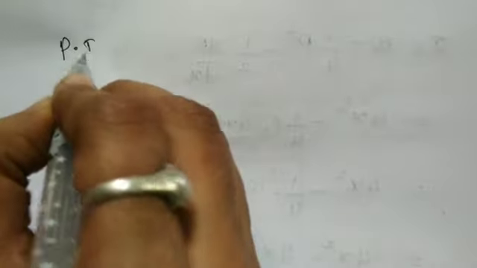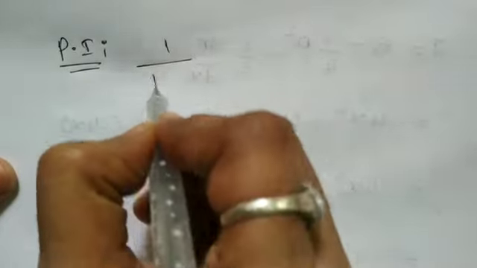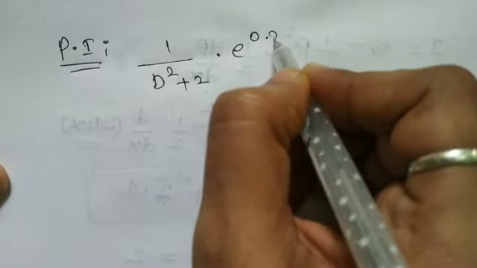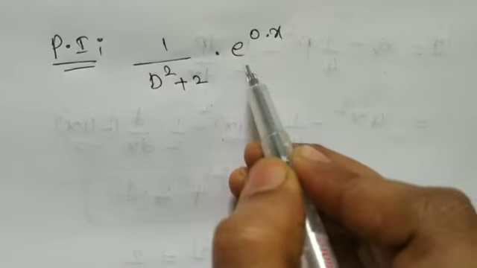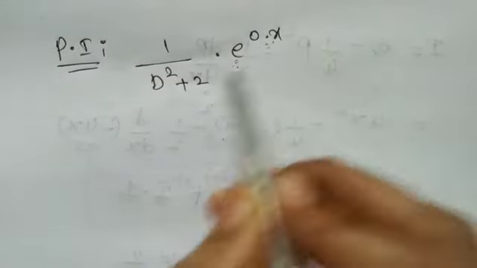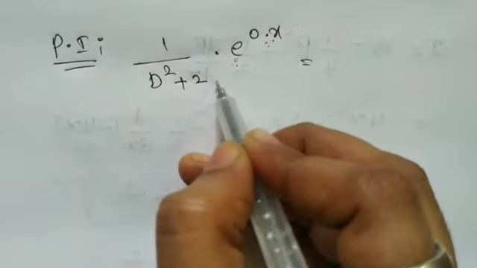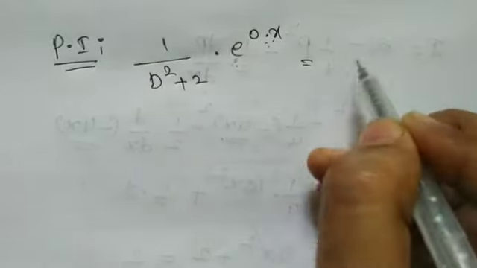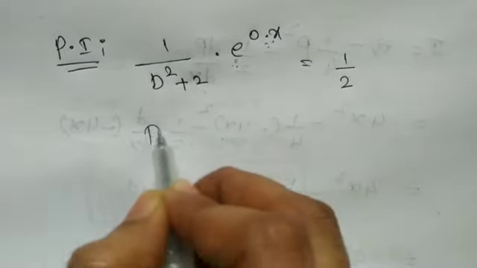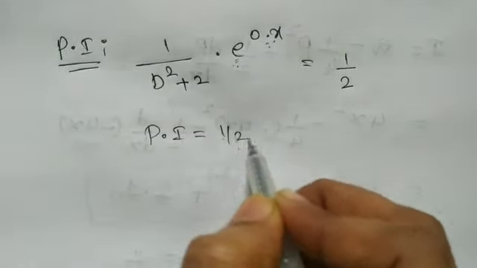So the particular integral is 1 by f of D into e power x. Here f of D value is D square plus 2, into e power 0x, because here Q of x value is 1. So in place of 1 I am writing e power 0x, substituting D equal to 0. So that is 1 by 2 e power 0x, that is 1 by 2. Therefore the particular integral equals 1 by 2.